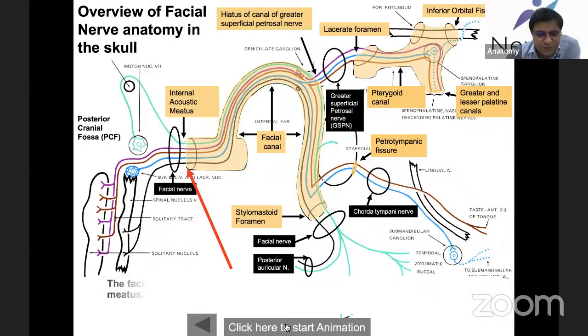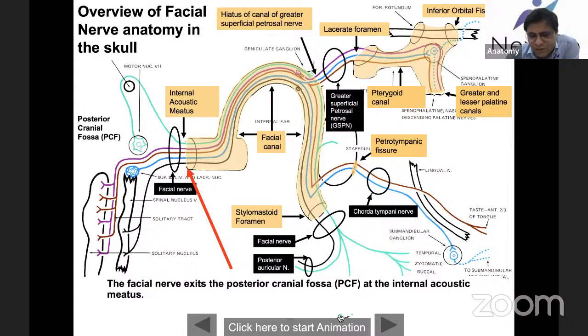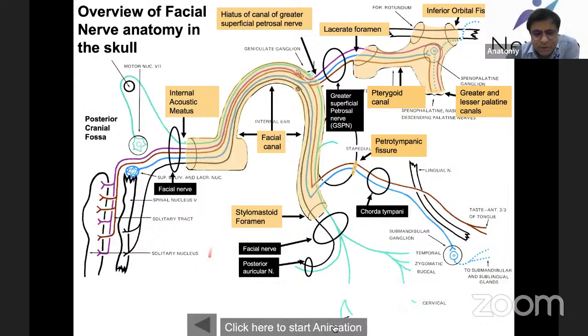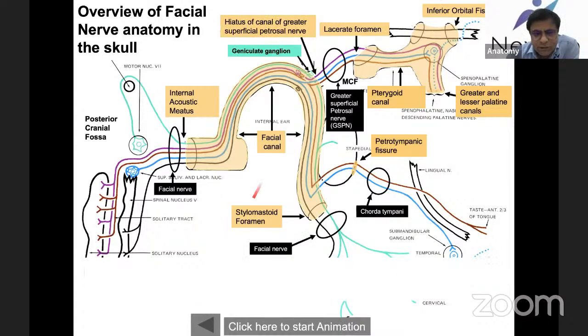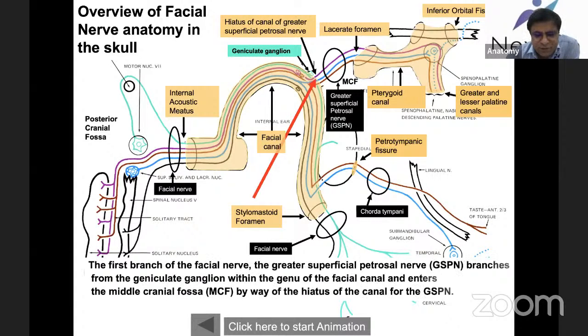So here you have seen that this is the facial nerve, where it exits the posterior cranial fossa at the internal acoustic meatus. Just follow the animation. Then you are seeing that within the internal acoustic meatus, the facial nerve enters the facial canal. There you find the first branch of the facial nerve, the greater superficial petrosal nerve. It branches from the geniculate region within the genu of the facial canal and enters the middle cranial fossa by way of the hiatus for the greater petrosal nerve.